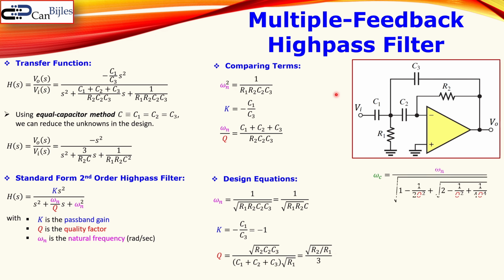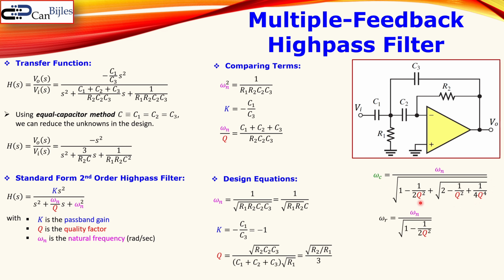The design parameters we will use are the cutoff frequency, and that is related to the natural frequency using this formula, and also the quality factor. So you see here the expressions. This is similar to the low pass filter design where you have the natural frequency times this term in the denominator. So in the high pass filter you divide it by that term.